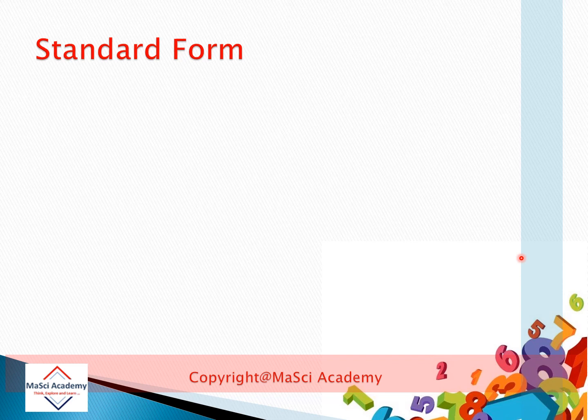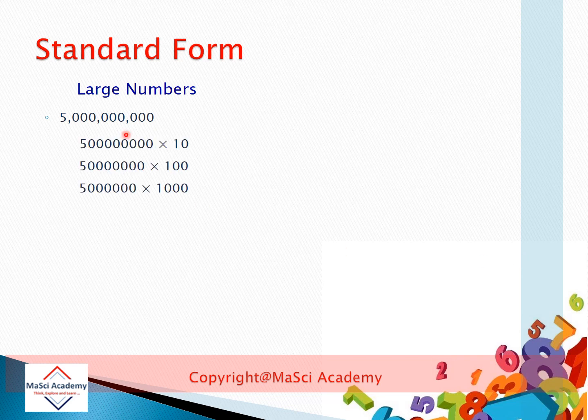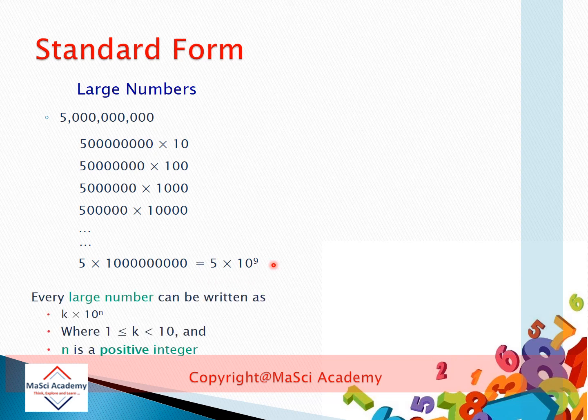Now we come to the standard form for very large and very small numbers. Let's take an example of a large number first. In this example, if we keep on moving by a factor of 10, then we get 5 multiplied by 1 followed by 9 zeros, which can be written as 5 into 10 to the power 9. So for any large number, the standard form can be written as k into 10 to the power n, where k is any number that lies between 1 and 10 and the power of 10 is a positive integer.